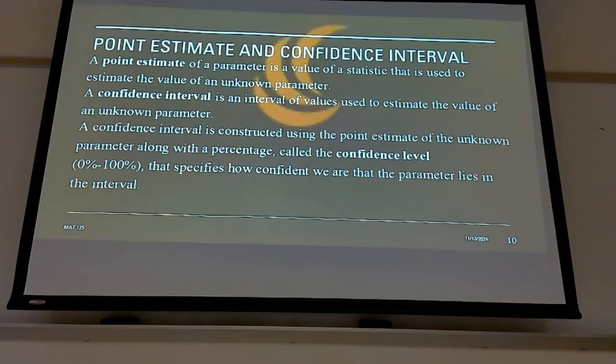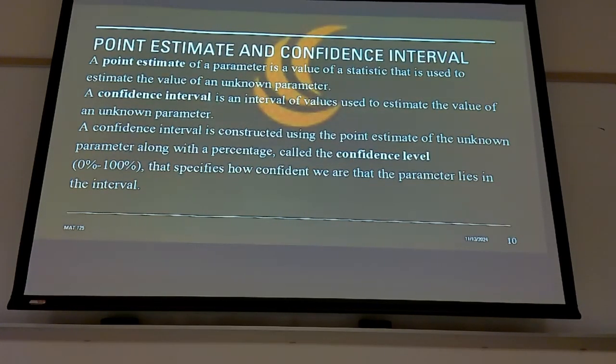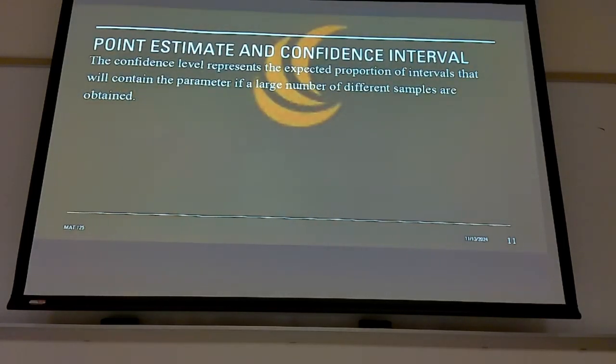The three most common values are 0.9, 90% confidence, 0.95, 95% confidence, and 0.99, 99% confidence. Of those three, the 95% is the one that's used most often. This confidence level represents the expected proportion of intervals that will contain the parameter if a large number of different samples are obtained.